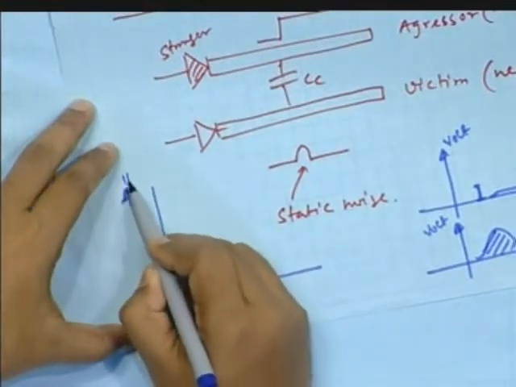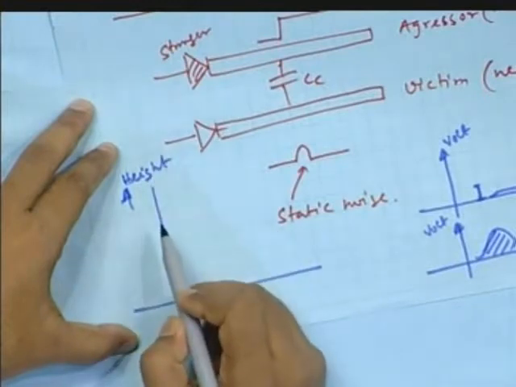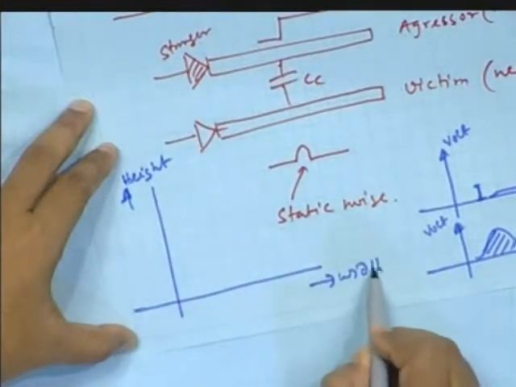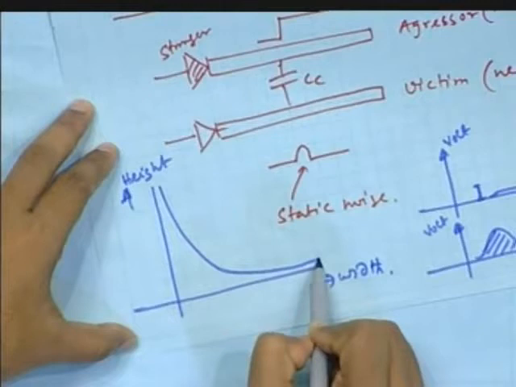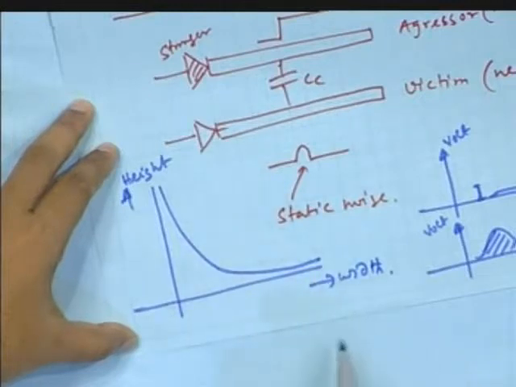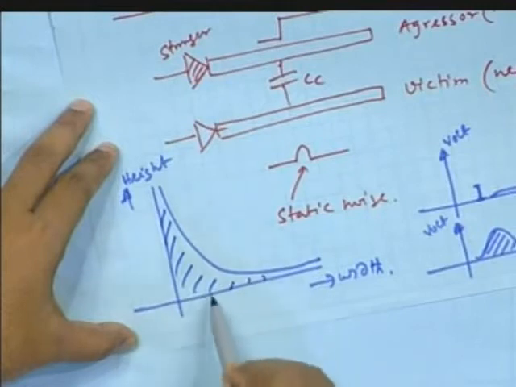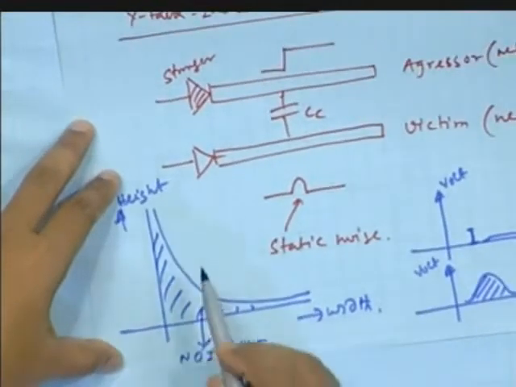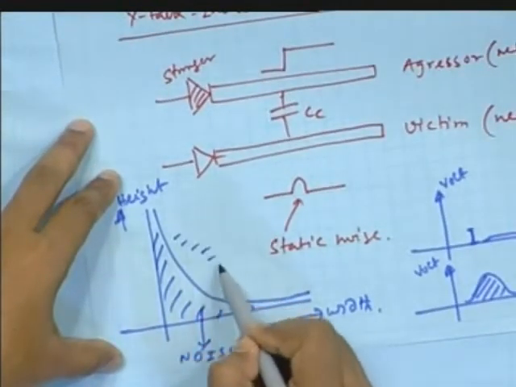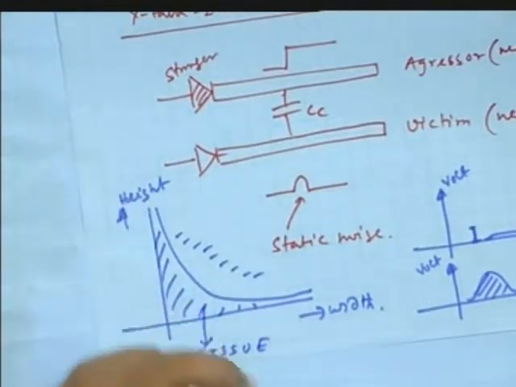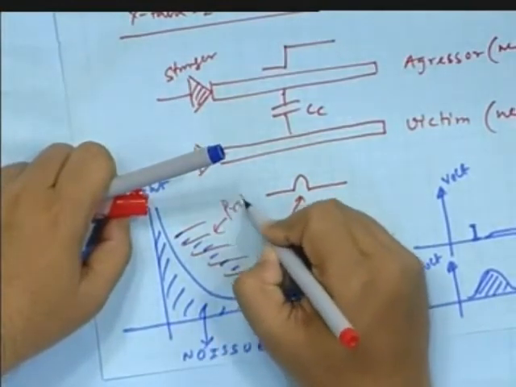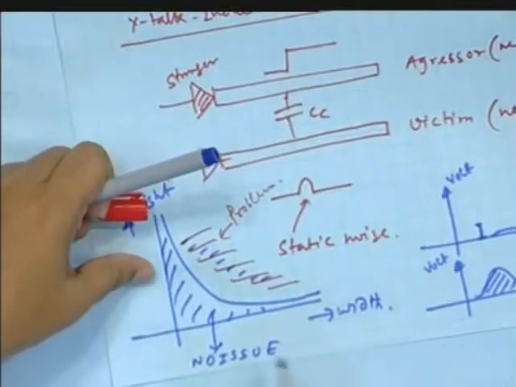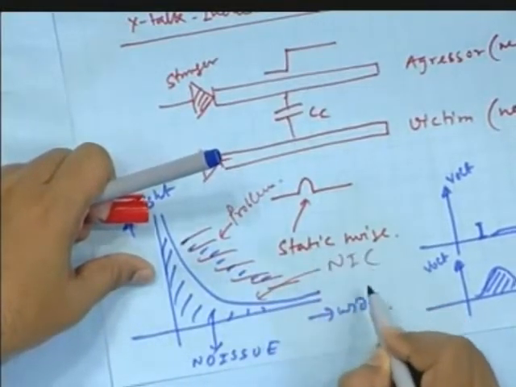This is, I am saying, height, which is in volt. This is what I am calling the width of the bump. The curve actually looks like a hyperbolic curve, something like this. So if you are well within this limit, there is no issue. Whereas if you are in this region, it's a problem. This is called NIC, noise immunity curve.